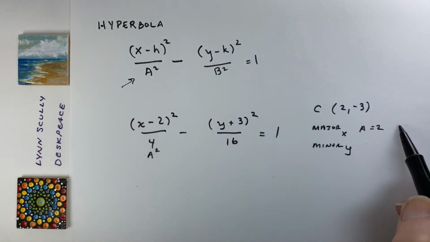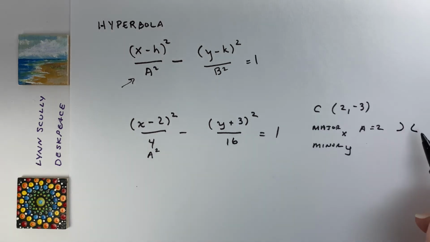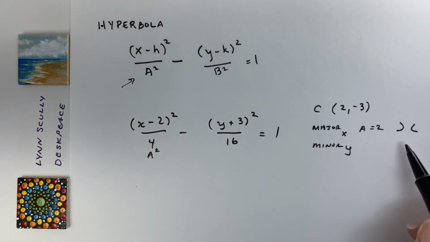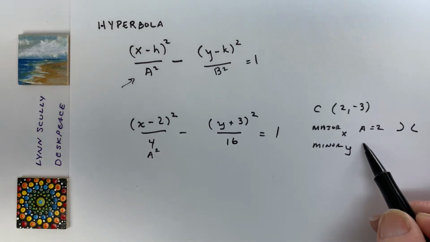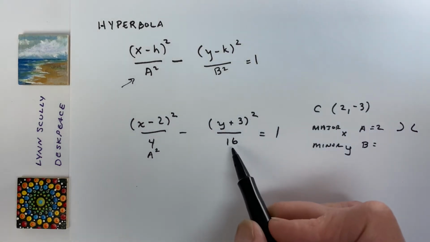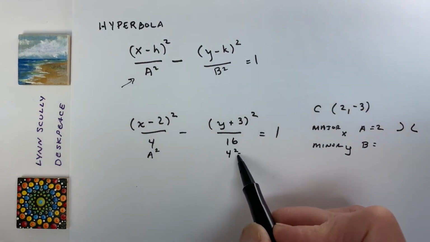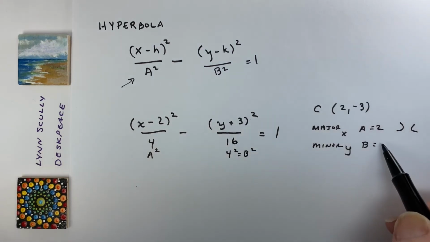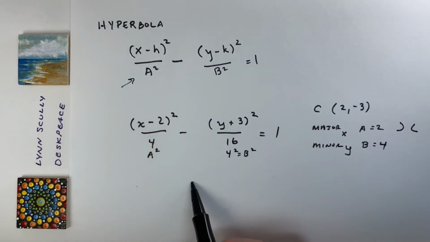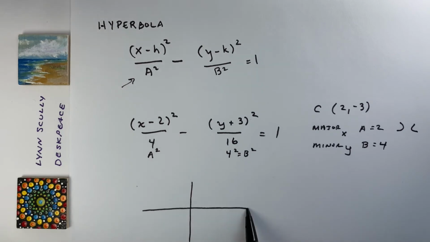I even will kind of mark for myself that since this is an x, it's wrapping around the x's. I want to remember that, okay? So then here, b squared is 16, which is 4 squared. So b is 4. So now what we do is a little bit different.